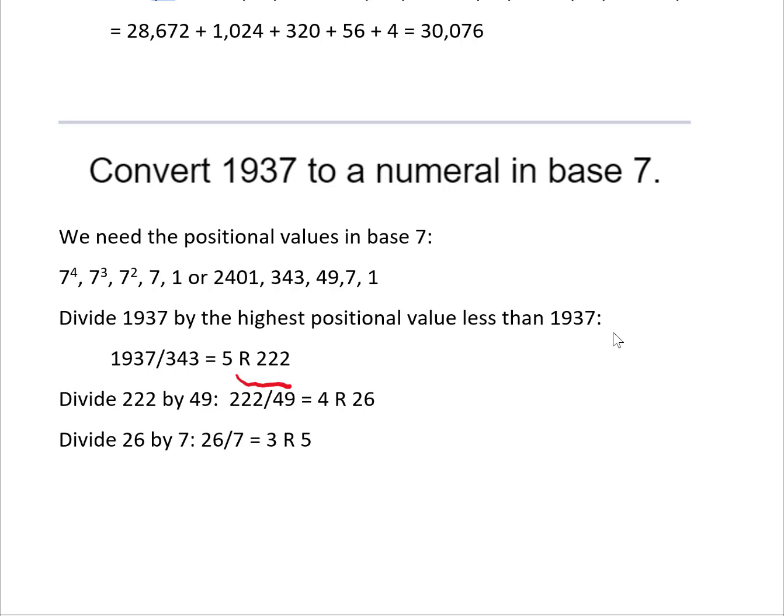Then take the 222 and divide by 49, and you'll get 4 with the remainder of 26. And then drop the 26 down to the next positional value, which is 7. Divide 26 by 7, and you get 3, remainder 5. So the numbers that you need are the 5, and the 4, and the 3, and the 5. So in base 7, this number is represented as 5, 4, 3, 5 in base 7.